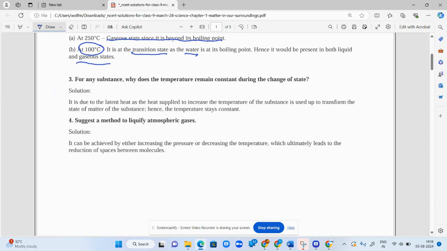Next one: for any substance, why does the temperature remain constant during the change of state? I can hear your answer, ma'am: latent heat. Yes, good. It is due to latent heat. The heat supplied to increase the temperature of the substance is used up to transform the state of matter of the substance. Hence, the temperature stays constant.